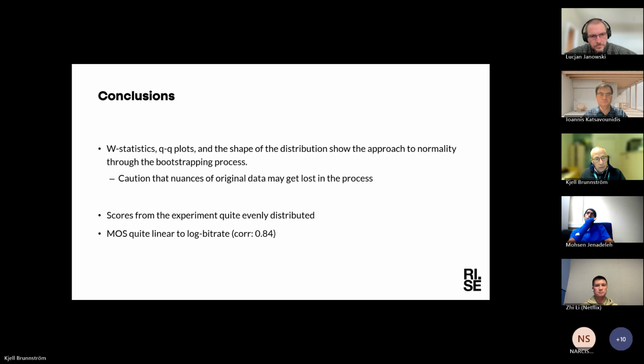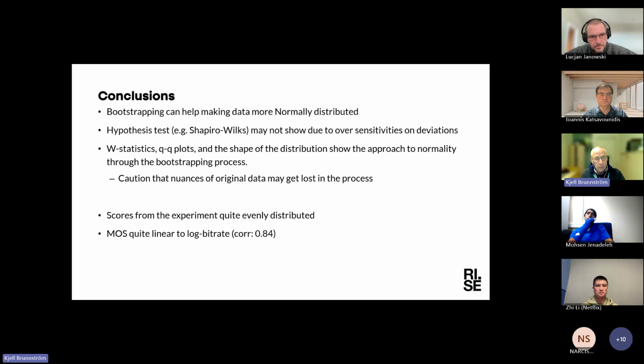And coming to an end, well, one more on the slide. I was surprised it disappeared. But for this limited study, I think that the bootstrapping can help make data more normally distributed, and that's more of an extension of the method in itself.